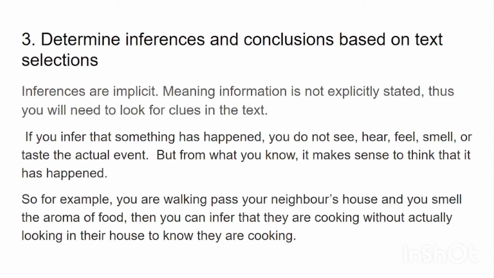So the third one is determine inferences and conclusions based on text selections. Once again, you're determining inferences and conclusions based on text selections. Now, inferences are implicit. Remember, we just looked at explicit, and we said that explicit can be found clearly in the passage. However, implicit cannot be found. You have to infer it. Meaning the information is not explicitly stated, you will need to look for clues in the text.